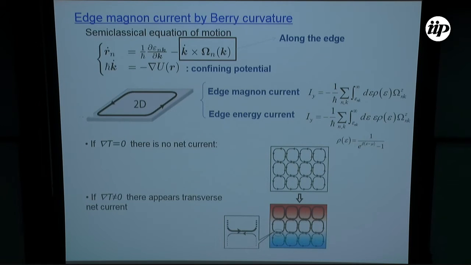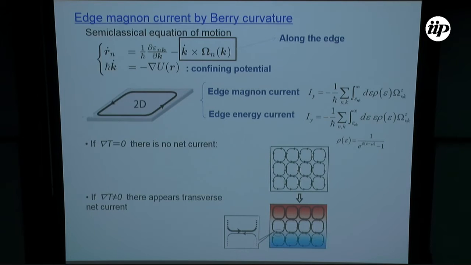So this is for the uniform system, and it is correct. We can evaluate how much magnon current exists and also how much energy current is carried by a magnon, which is like that. So it is expressed in terms of the Berry curvature.